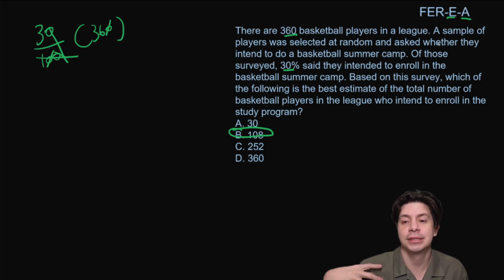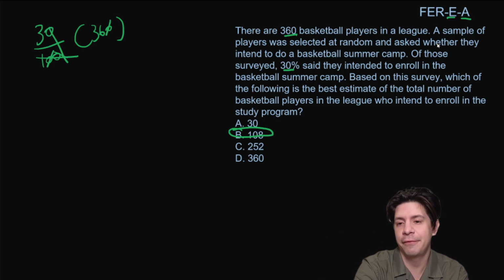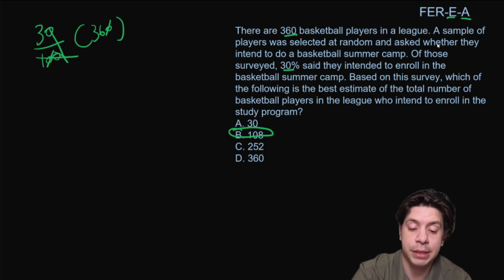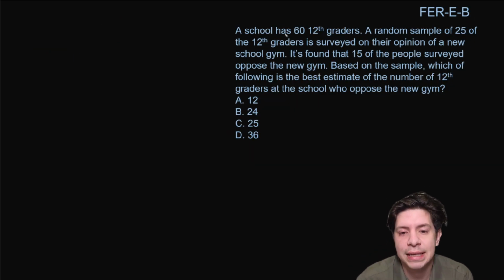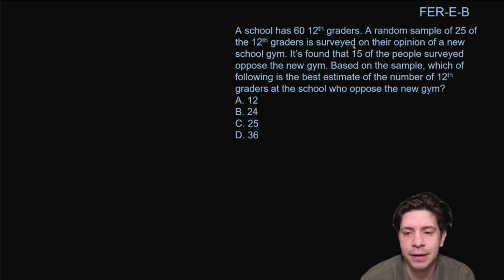So we'll go on to a next question, which is still in the easy category. In this one, we have a school has 60 12th graders. A random sample of 25 of the 12th graders is surveyed on their opinion of a new school gym. It's found that 15 of the people surveyed opposed the new gym. Based on the sample, which of the following is the best estimate of the number of 12th graders at the school who opposed the new gym?